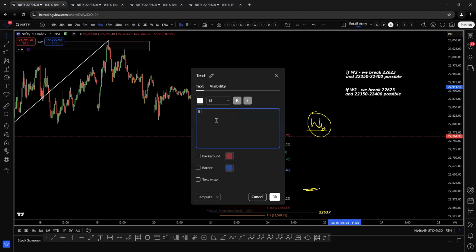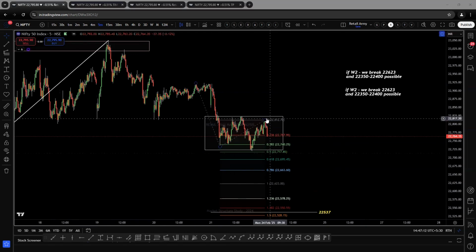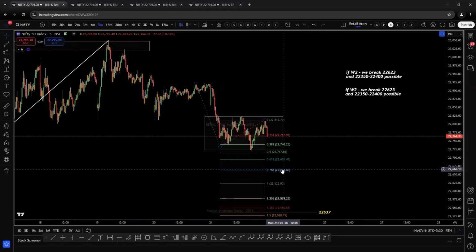If it's a wave 4, reverse wave reversal, okay, price should not cross 22,623. Okay. So what have we done here? Very simple. We have created your conditions for if this is a wave 4 or a wave 2. Simple. That is the conditions we have created.